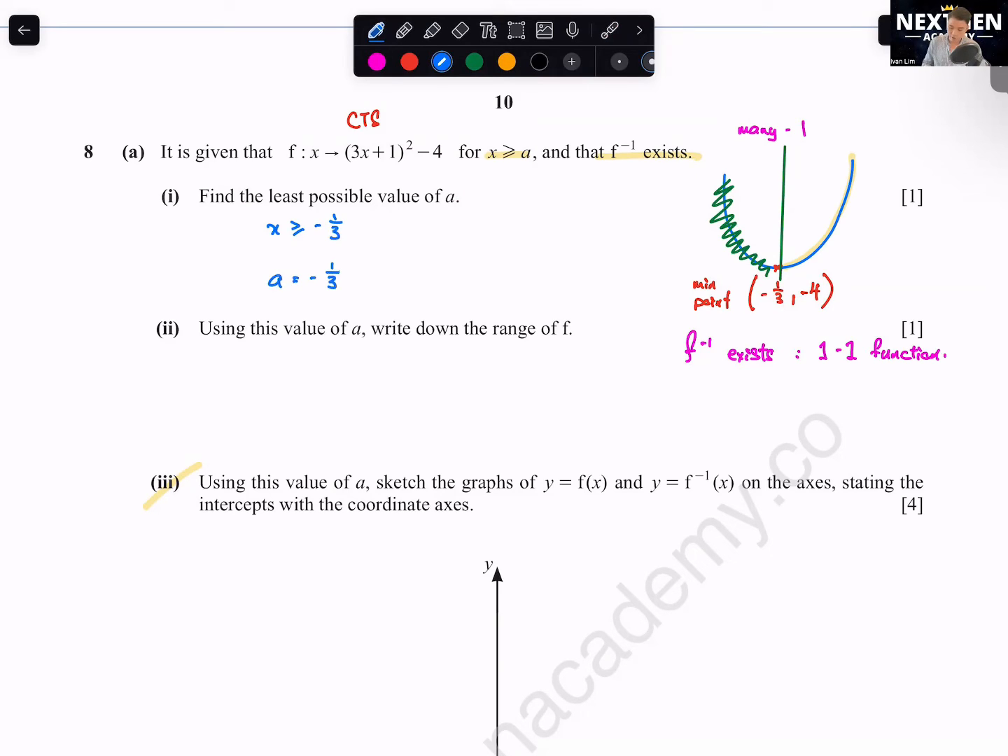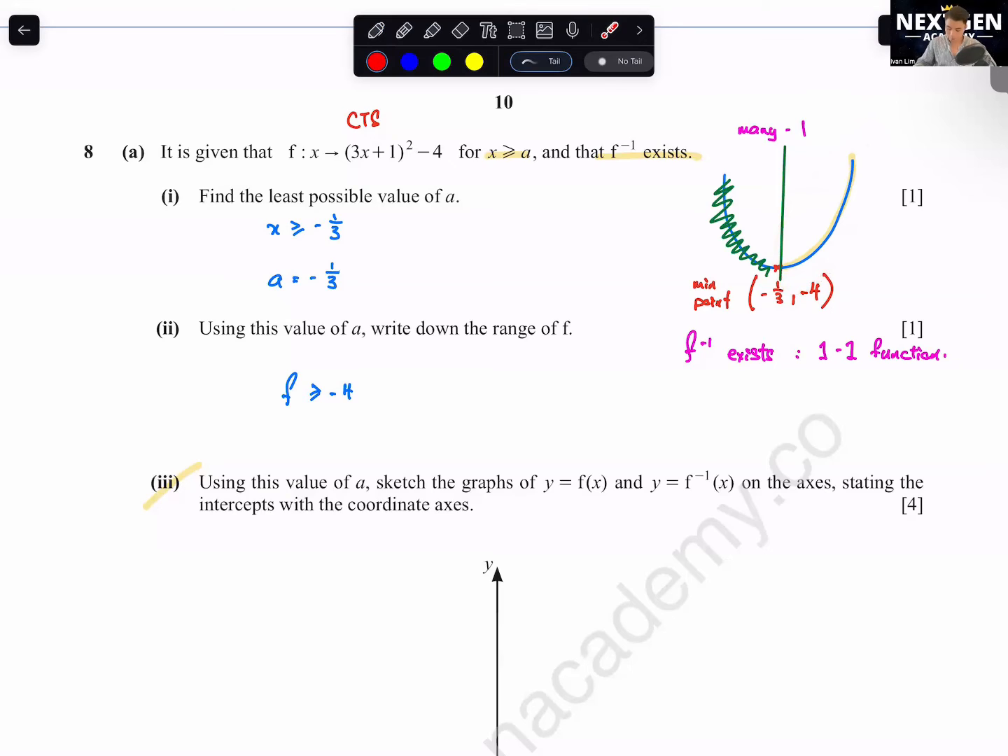Using this value, write down the range of f. Range means your smallest to biggest y. f is more than or equals to -4. 2 marks here already. A lot of you get stuck here. Question 3 is literally drawing this part out.